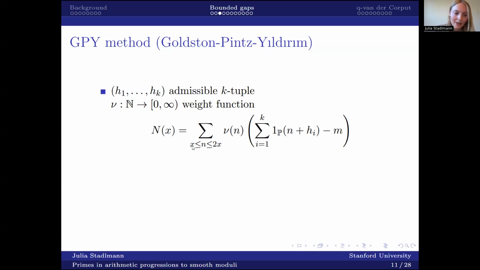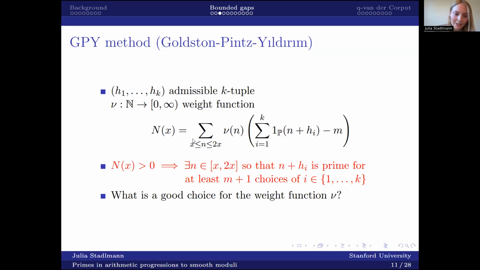So let's think about what happens if N of x is greater than 0. In that case, because the weight function is non-negative, one of those differences needs to be positive, and that means for some choice of n between x and 2x, there must be at least m plus 1 prime entries. So at least m plus 1 values n plus h1 up to n plus hk are prime. And that's exactly the kind of statement we want to prove.